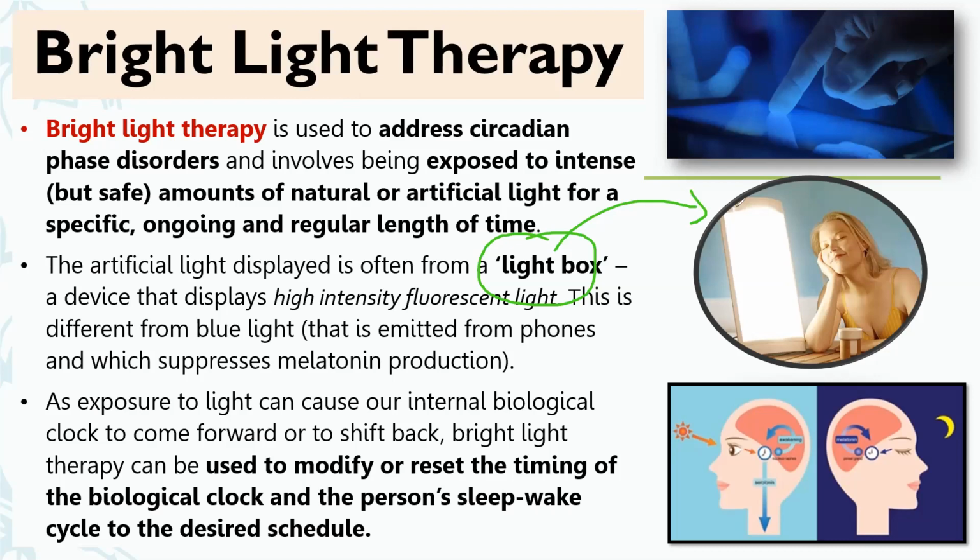So what we're going through is bright light therapy, and bright light therapy is used to address any circadian rhythm phase disorder, such as jet lag, such as sleep problems that come from shift work, and sleep problems that come from the sleep-wake cycle shift. Okay, bright light therapy can also be used to address just general insomnia as well. So we're not going to ignore insomnia, even though that topic has been removed from our study design.